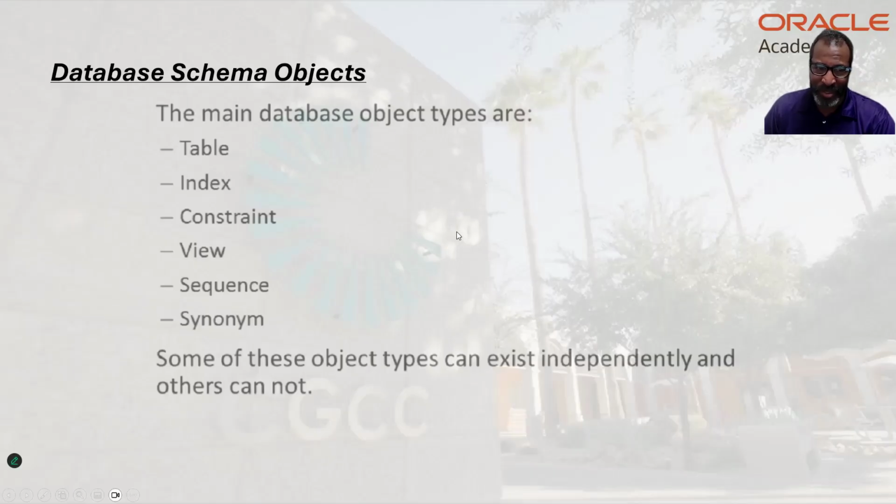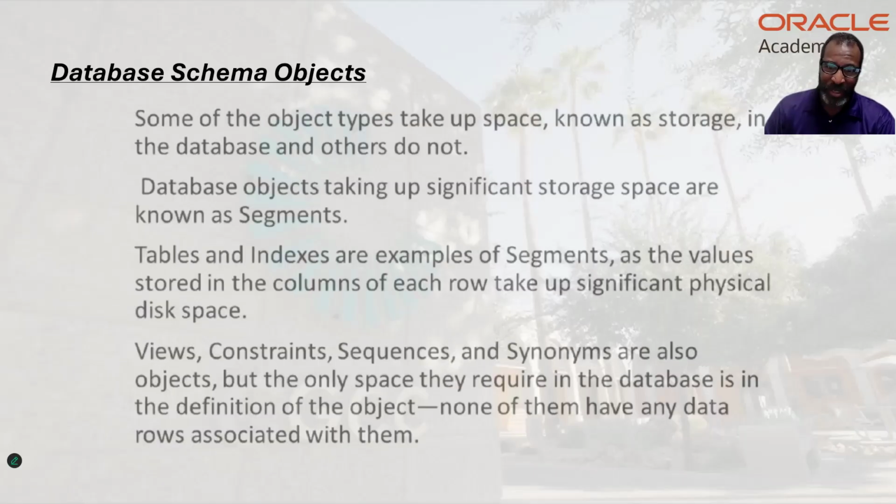Some of them cannot. And you can probably guess off the top of your head which objects can exist outside of the database schema. So some of the objects do take up space or storage in the database, and others do not. Database objects can take up significant storage, and it really depends on the type of data, the amount of data, et cetera. And if it takes up significant storage space, these are referred to as segments, and this is just general information.